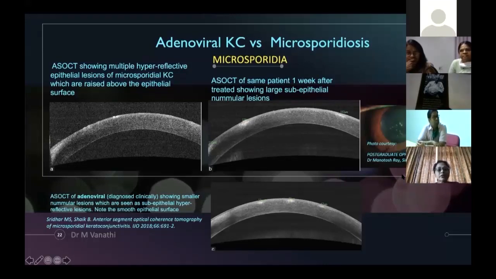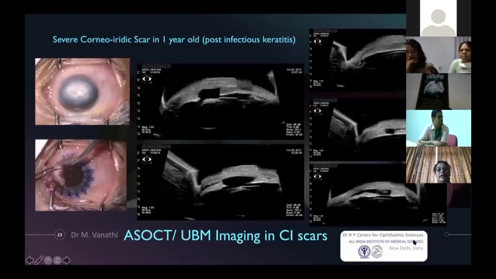One other important use is in differentiating adenoviral keratoconjunctivitis and microsporidiasis, which is commonly a difficulty, especially for beginners and students. You will find the level of adenoviral lesions is much more subepithelial, whereas most of your microsporidial lesions are more superficial. So that's how the anterior segment OCT helps you to differentiate microsporidial from adenoviral, for those who feel they look very similar.